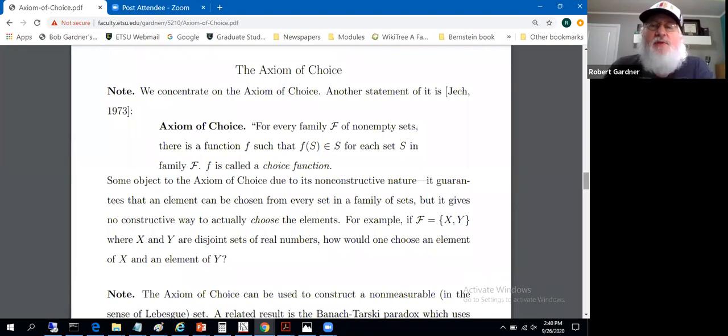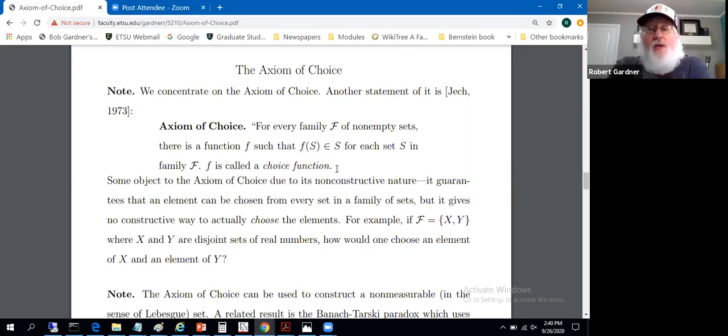Here's another statement of the axiom of choice from Yeck's 1973 book. We'll look at those books on the last page and talk a little bit about them. But Yeck states the axiom of choice as follows. For every family, calligraphy F, of non-empty sets, there is a function f such that f of s is an element of s for each set s in that family. And this function lowercase f is called a choice function.